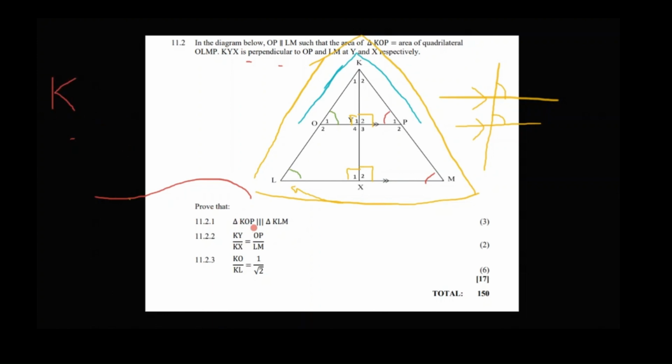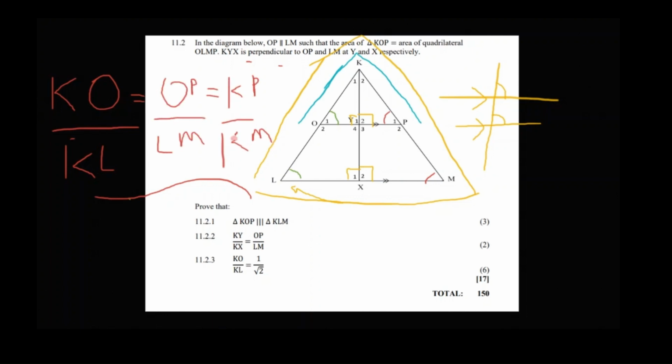Just follow the sequence of the way the triangles have been named. So KO, I just want to quickly go back and write down your ratios. So I basically grouped the two lines together. KO over KL equals OP over LM, and then you're going to take the first and the last letter of each triangle, K and the last, KP over KM.